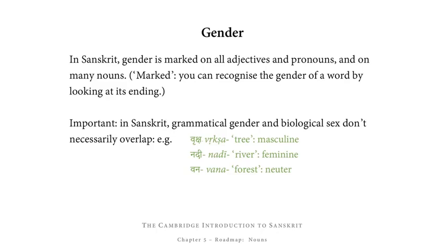Secondly, another very important difference is that in Sanskrit, grammatical gender and biological sex don't necessarily overlap. If you remember, in English, any biologically male being would be grammatically masculine, any biologically female being would be grammatically feminine, and anything else would be neuter, would be it. In Sanskrit, we have many words for biological females being grammatically feminine, but we have words for biological females that aren't grammatically feminine, and we have words that are grammatically feminine that don't refer to biological females. And so we have, for example, the noun vriksha, which means tree, which is grammatically masculine, but nadi, which means river, which is grammatically feminine, and vana, which means forest, which is grammatically neuter. So, grammatical gender and biological sex in Sanskrit don't necessarily overlap.